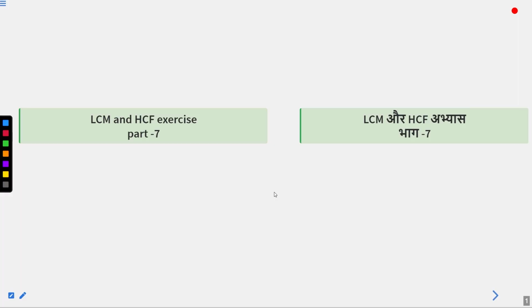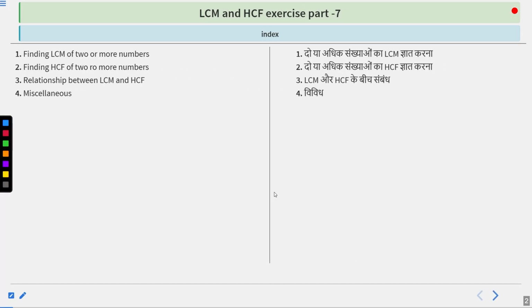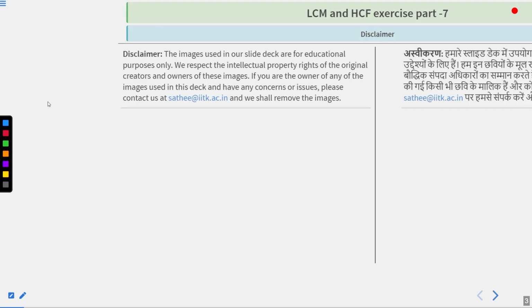Hello everyone, welcome to LCM and HCF exercise part 7. In this exercise, we are going to do questions based on how to find the LCM of two or more numbers, finding HCF of two or more numbers, relationship between LCM and HCF, and miscellaneous questions.